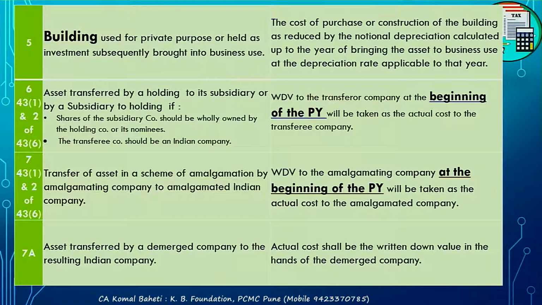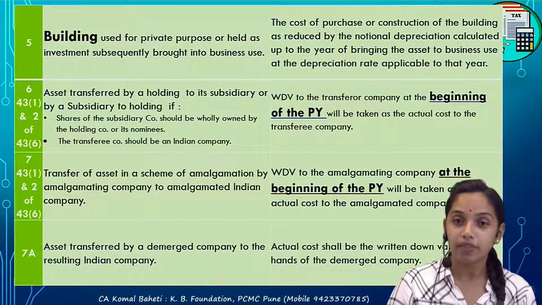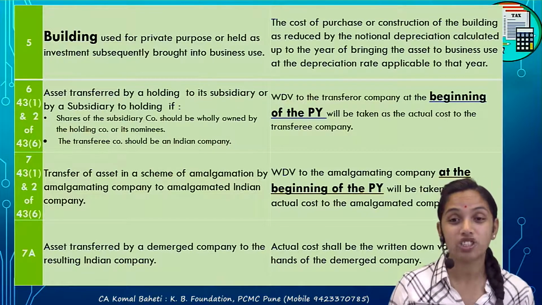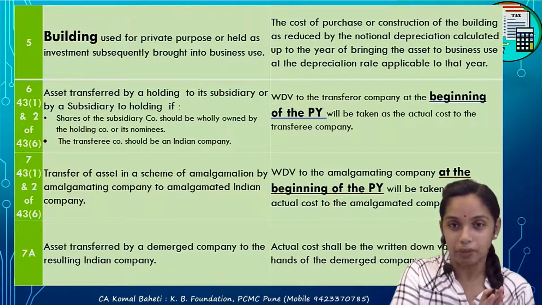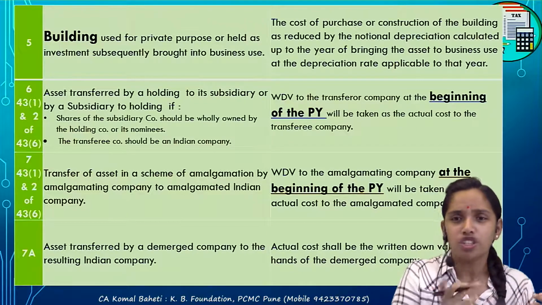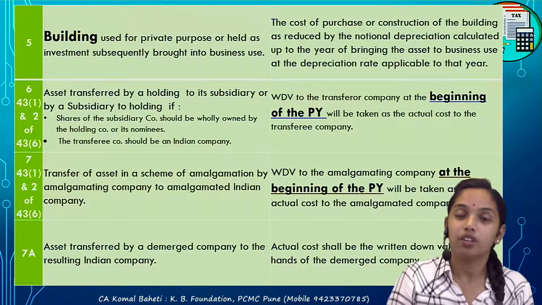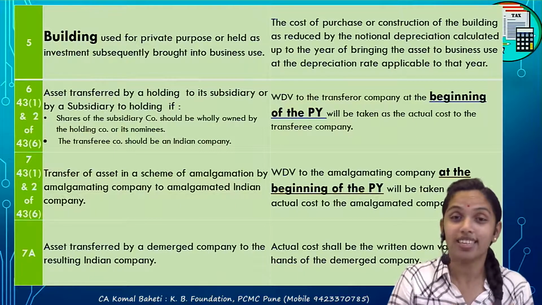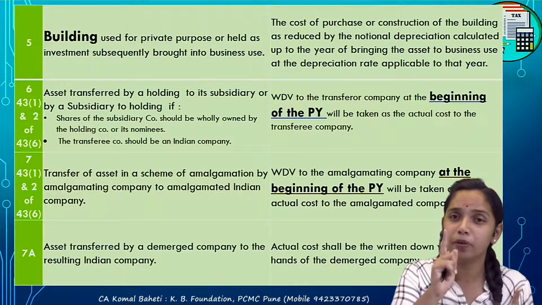The next one is all about the building. Building, it is explanation 5. Please do remember this explanation 5 is applicable only for the building. It is not applicable for any other asset. So building used for the private purpose or you had purchased as an investment. You are not using it for the business, so you won't be claiming a depreciation, and later on you had shifted. You are using it for your business. Not any other asset, not the car, not the computer, not any other asset. This is applicable only for the building.